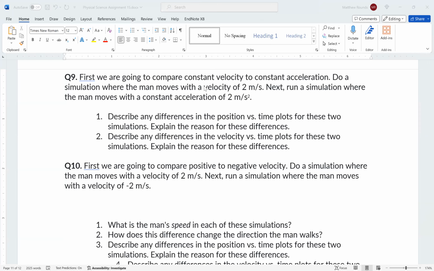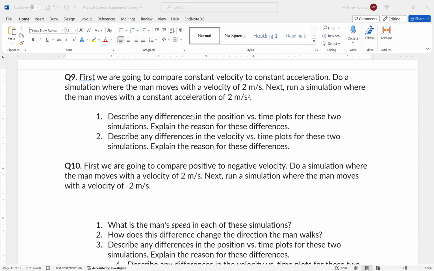It says, first, we are going to compare constant velocity to constant acceleration. Do a simulation where the man moves with velocity of 2 meters per second. Then next run a simulation where the man moves with constant acceleration of 2 meters per second squared. Describe any differences in positions versus time. And then we're gonna do the same thing for velocity.